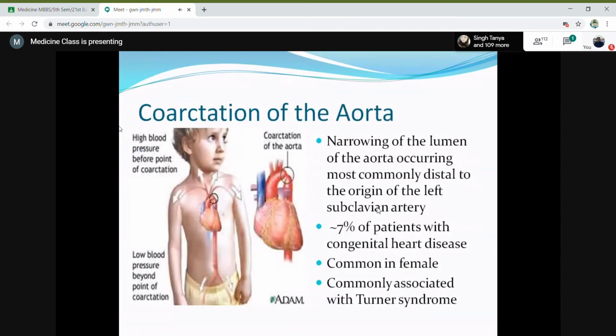Lastly, regarding coarctation. It is narrowing of the lumen of the aorta occurring most commonly distal to the origin of the left subclavian artery. This is the left subclavian artery. You can see the narrowing of the lumen of the aorta. Coarctation accounts for around 7% of patients with congenital heart disease. It is more common in females and more commonly associated with Turner's syndrome.